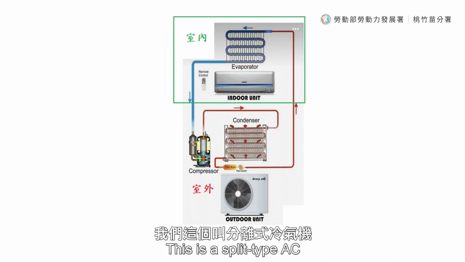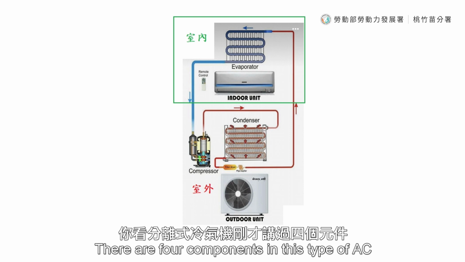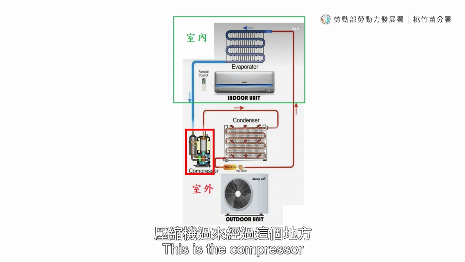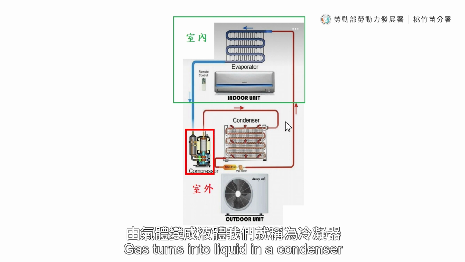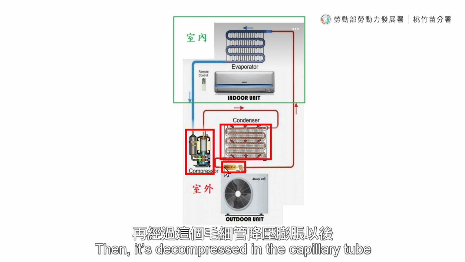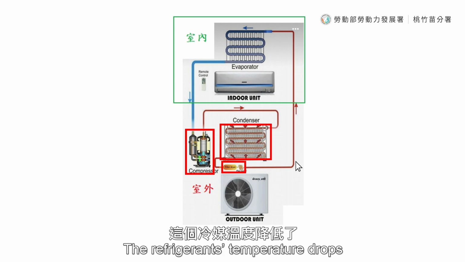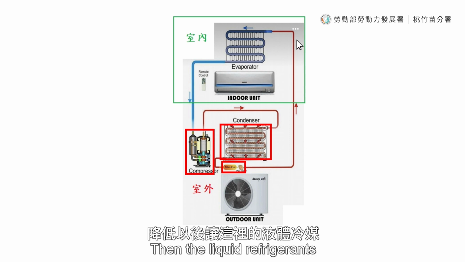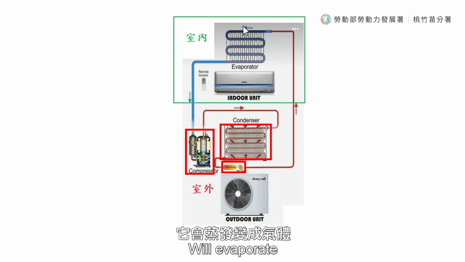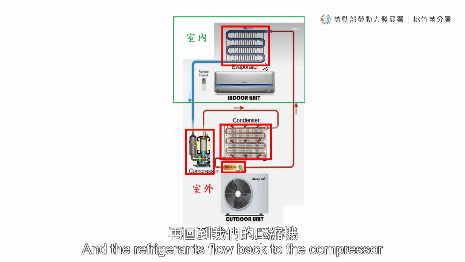This is a split-type AC. There are 4 components in this type of AC. This is a compressor. Gas turns into liquids in a condenser. Then it's decompressed in the capillary tube. The refrigerant's temperature drops. Then the liquid refrigerants will evaporate. So this is the evaporator. And the refrigerants flow back to the compressor.